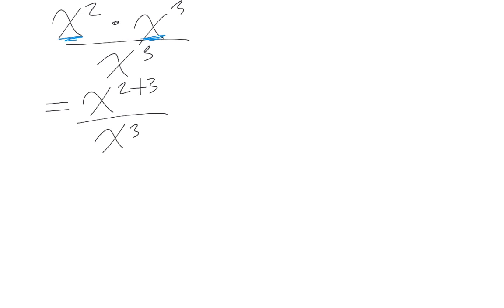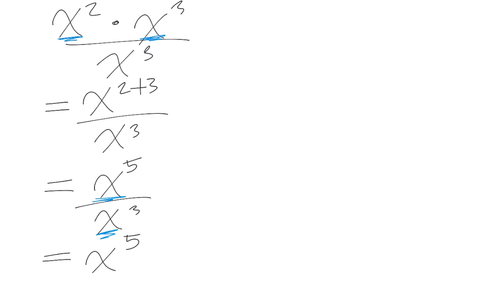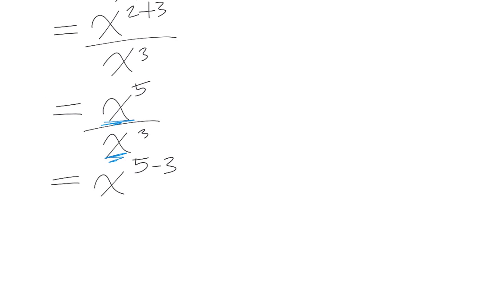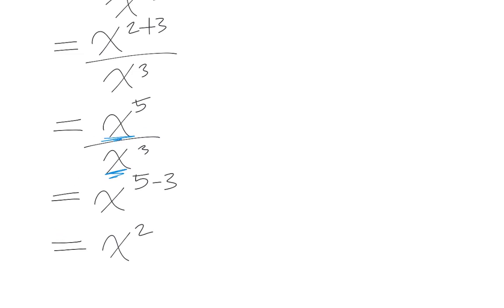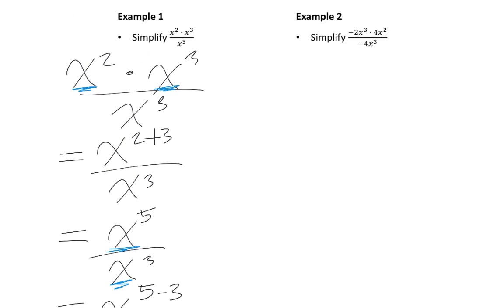So let's go ahead and simplify some of these. That turns out to be x to the power of 5 over x to the power of 3. Now, when you're dividing exponents with the same base, a base of x, you subtract the exponents. So that actually becomes x to the power of 5 subtract 3. And that simplifies to x to the power of 2. So the answer here is x to the power of 2 once we've simplified everything.